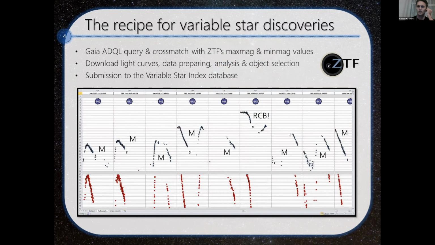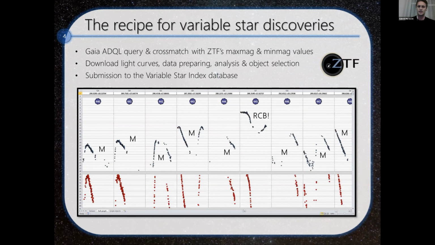In short, how I did it. I said before, I was looking for objects based on colors, based on properties from existing catalogs. So, for example, let's say we want to find some Mira stars. We know these Mira stars have high indexes, so the BP minus RP magnitudes from Gaia should have high values.